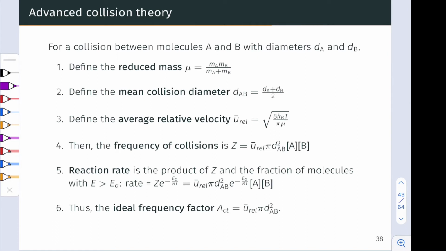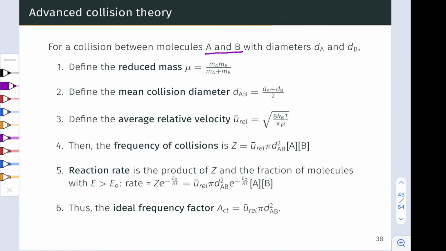To begin doing that, let's think about a very simple model of a chemical reaction as involving a collision between two molecules A and B that are not the same. They have different sizes. Let's just imagine that they're perfect spheres for the time being. We'll kind of unpack that here in a second.